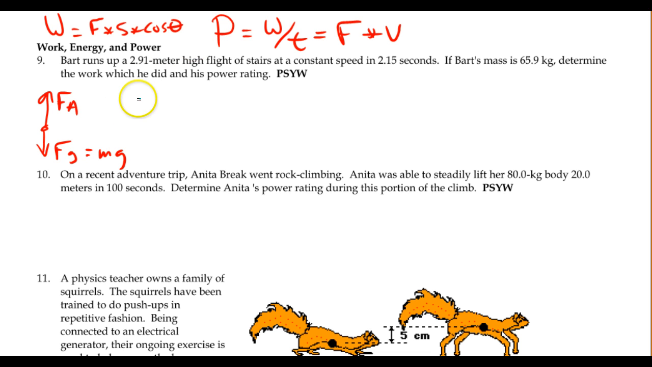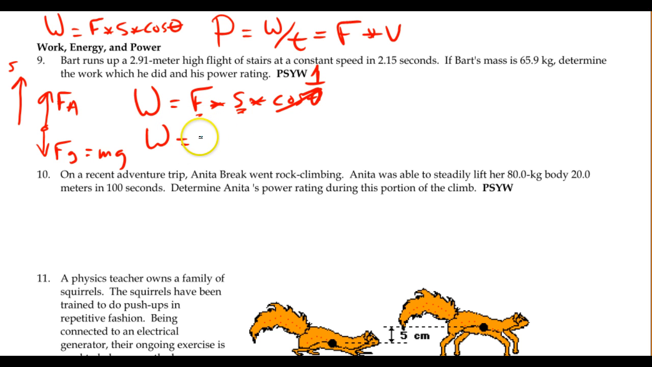So first, the work is going to be the applied force. Now, in this case, that's going to be equal to m times g. And we've got to multiply it by the distance that we're going to move. In this case, it's the height. And we're going to need to multiply it by the cosine of the angle between the displacement s and the force. Now, we're moving straight up. So s is up, F_A is up. The angle is 0. That's going to make this the cosine of 0, which is 1. So it's not going to be any impact on our answer.